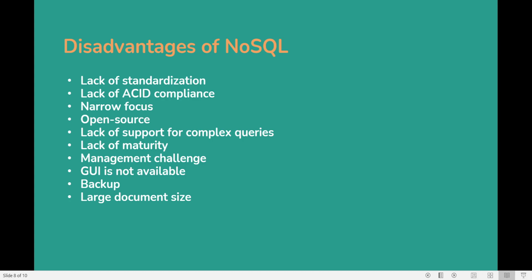It has a narrow focus, is open source, lacks support for complex queries, lacks maturity, and has maintenance or management challenges. GUI is not available in NoSQL. GUI is basically a graphical user interface. It's not available in NoSQL. Backup and large document size are also issues. So these are all the disadvantages of NoSQL.